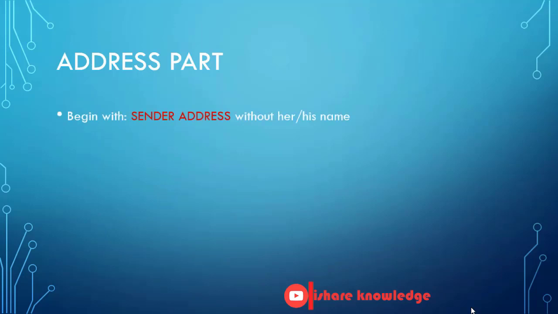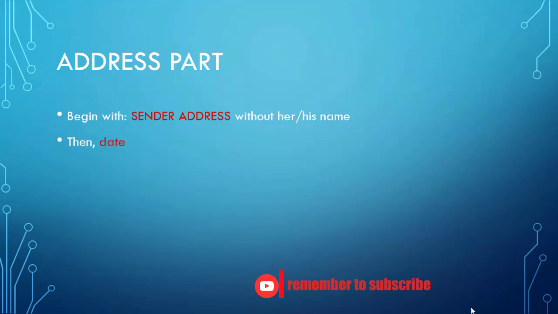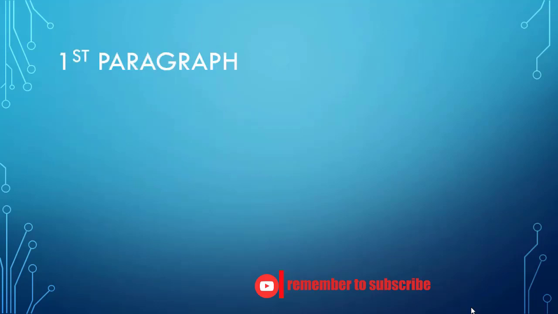In the address part, we begin with the sender's address, of someone who is requesting a job. Then we go with the date. The third one in this part of address is the receiver's address. Okay, the second part, which contains paragraphs.